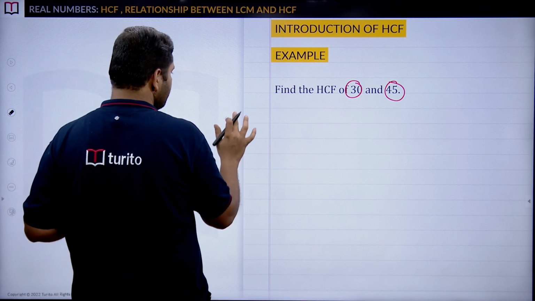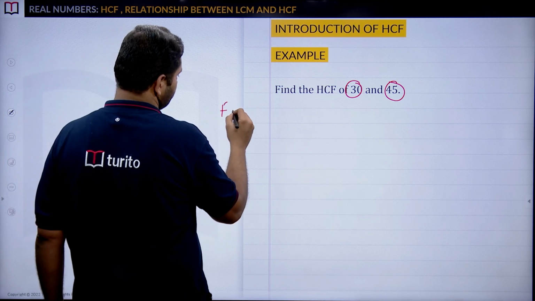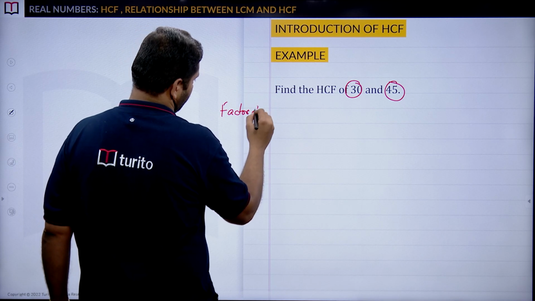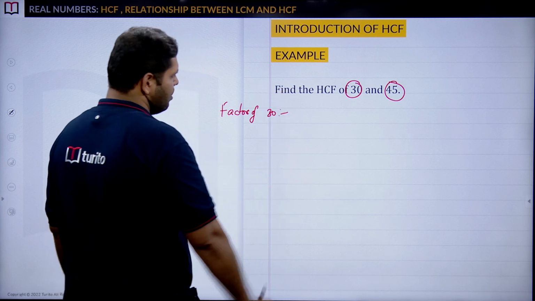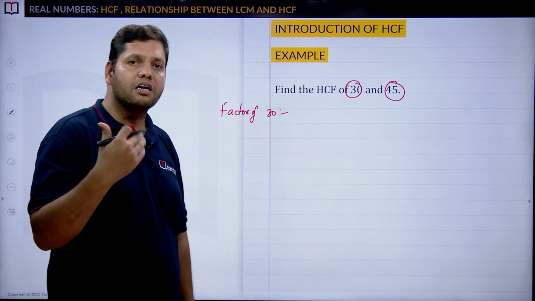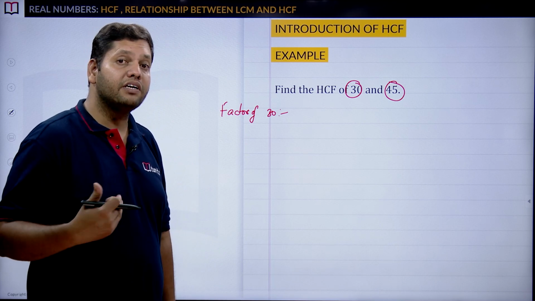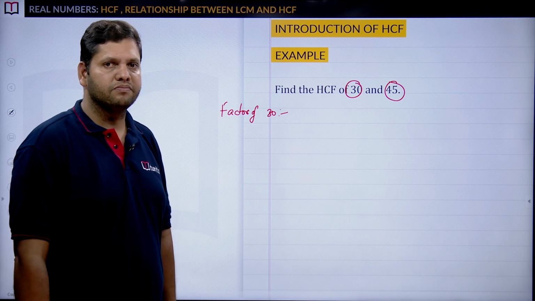Children, do you know the meaning of factor? Tell me, children, what is a factor? So I am writing factors of what? 30. Tell me, children, what is the meaning of factor? Factor means, if a number divides another number without giving any remainder, otherwise giving 0 as a remainder, that is called a factor of the number.